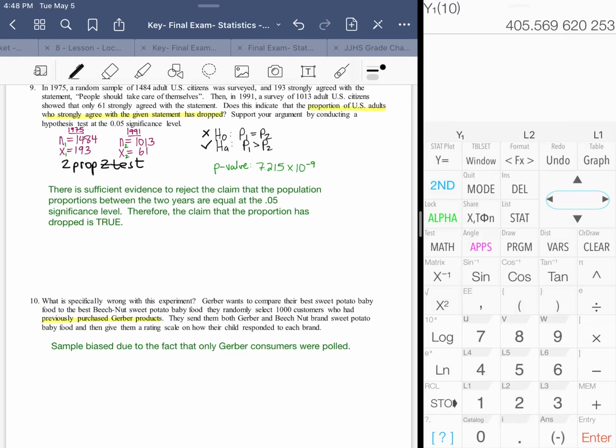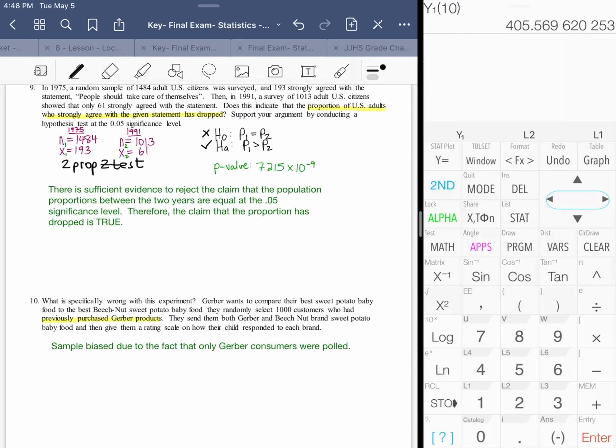And number 10, a question related to design of a study. The answers vary, so I kept my response pretty vague. Sample bias due to the fact that only Gerber customers were polled. Gerber wants to compare their best sweet potato baby food to Beech-Nut, right? But they only polled their customers, their former customers.